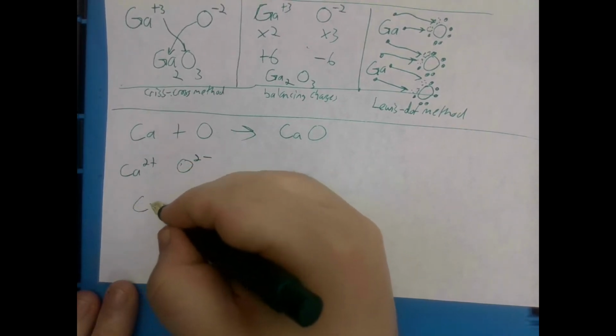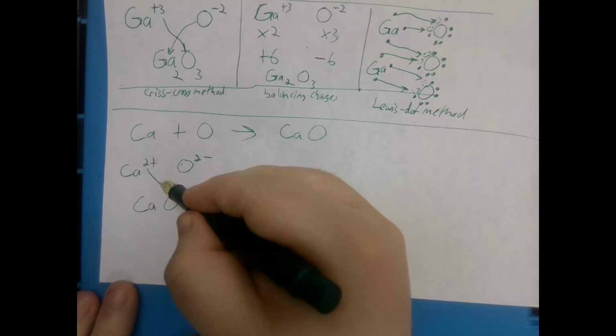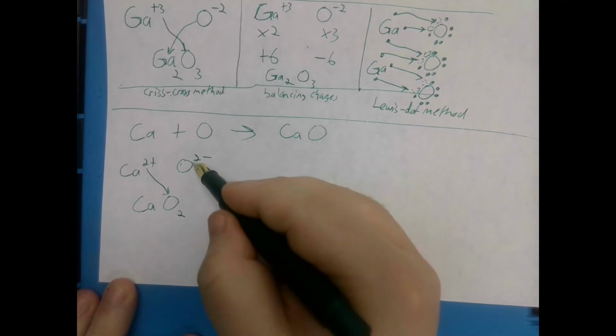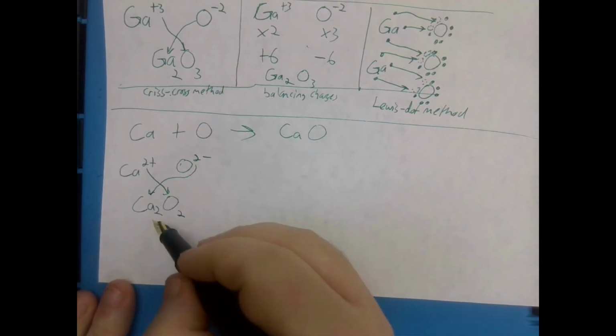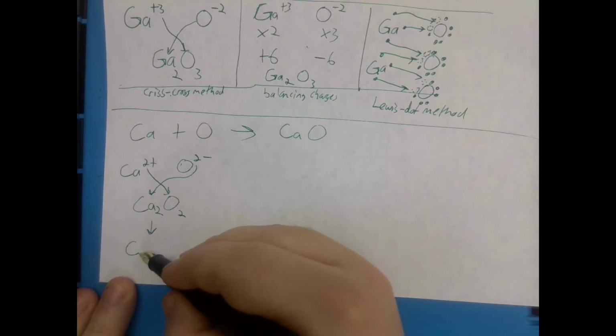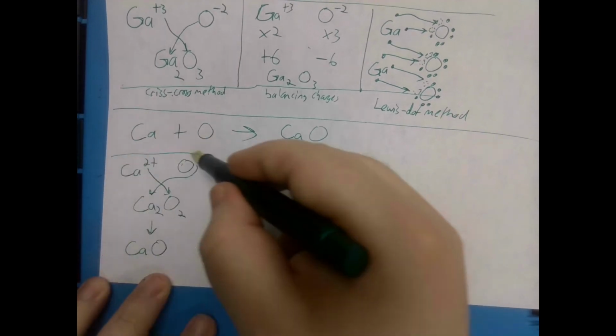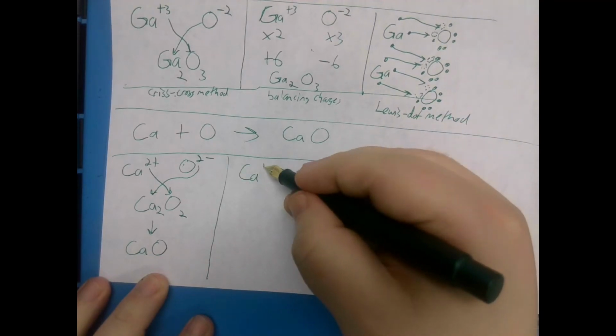So when you crisscross, this is where crisscross can get you a mistake. You put the 2 on the oxygen, and then you put this 2 on this. But you have to realize these can be divided by 2 and get CaO. This is why I always start with balancing charges.